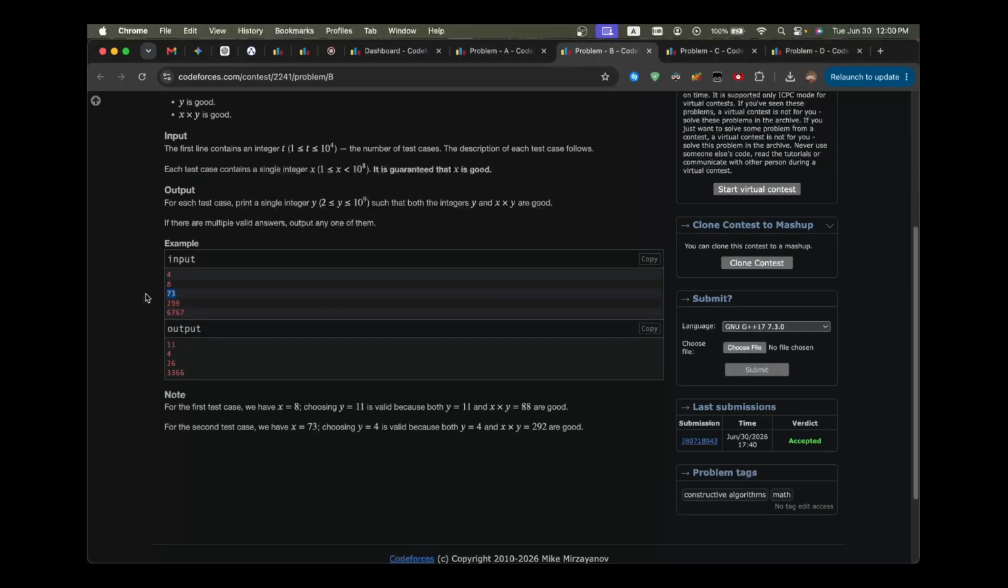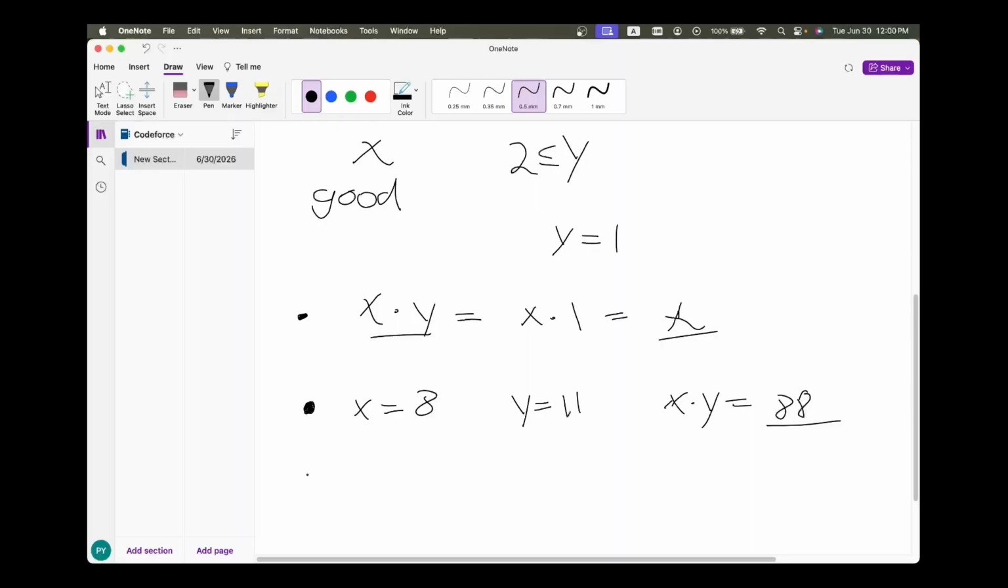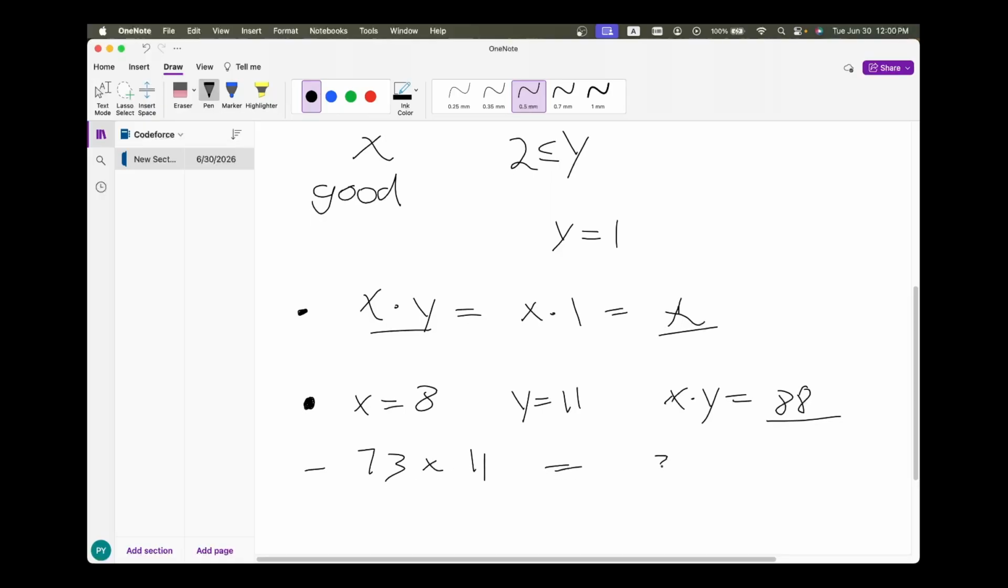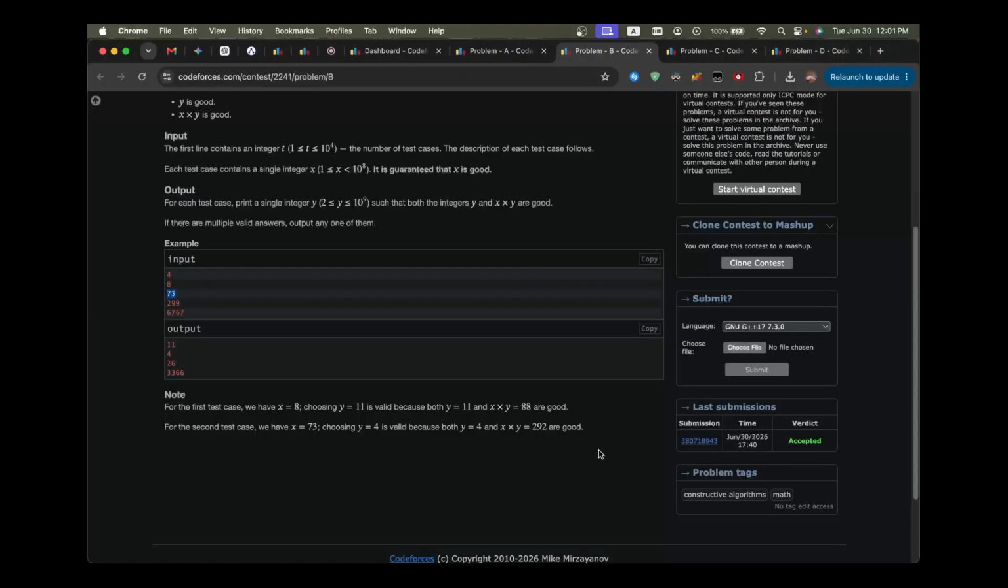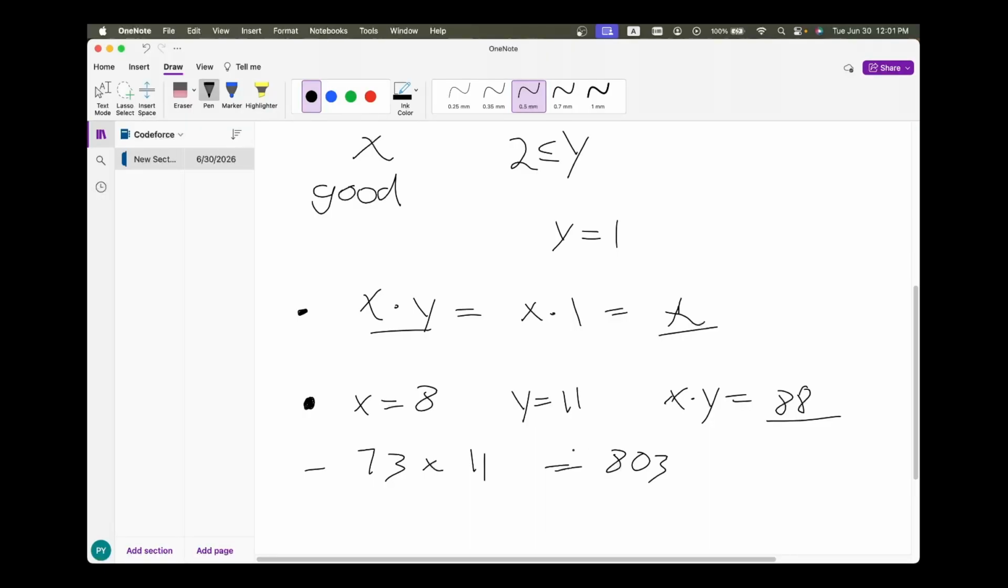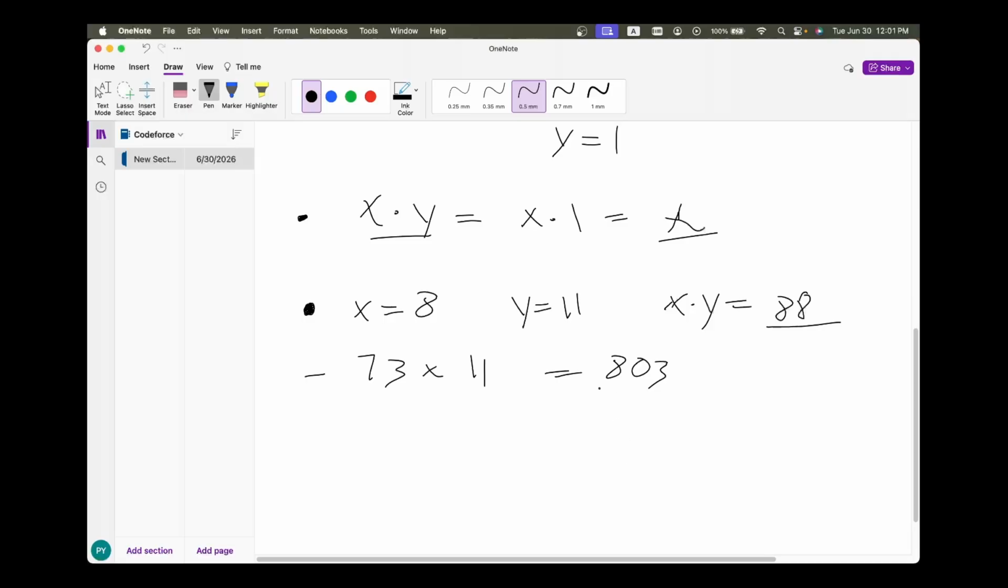And then you check 73, and what you see is if you do 73 times 11, you're going to get, I actually can't do this off the top of my head. That's just designed to throw you off. Wait, actually, what's 73 times 11? Would that be 803? Yeah, I did it on my calculator. It is 803. So what you realize is this doesn't work. This is not good. This is bad.